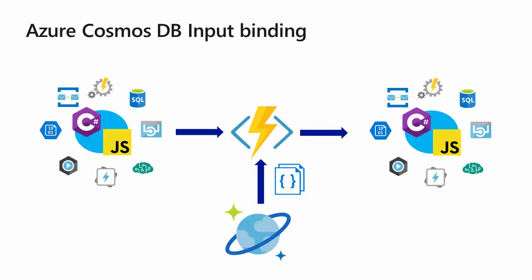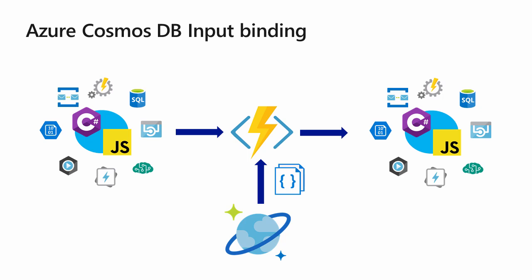Let's start with the input binding. It will allow you to retrieve one or more documents from your Cosmos DB container using an ID for a single document or a query for multiple documents when the function is triggered by an event, for example, an HTTP call, a message in a queue, a schedule, or a call from any other external service. The interesting part is that you can dynamically bind information from the trigger to the input binding.